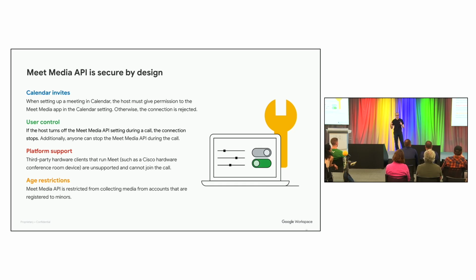It's peer-to-peer right now, so it's for people actually within the meeting. Any in-room conference device, like a Cisco device, isn't supported at the moment. I hear it might be in the future, but right now it cannot join a call that is using the Meet Media API. And because Google operates in multiple jurisdictions around the world, we're very cognizant about minors and people of different age groups accessing the meetings. If any minor is in the group, they will not be allowed to use the Meet Media API.